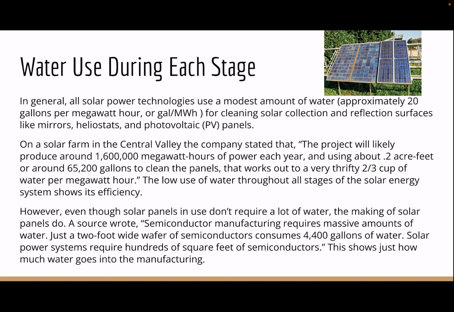So if we think about that, that's only 4 of the little squares of a solar panel that uses that much water to be produced. Which is really problematic because while they might not use a lot for actual production, they use a lot for the creation of solar panels.